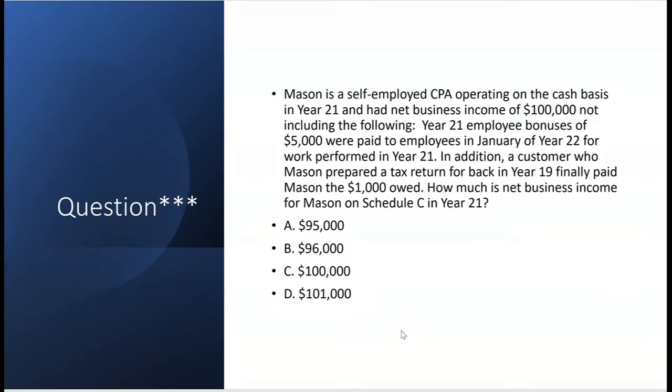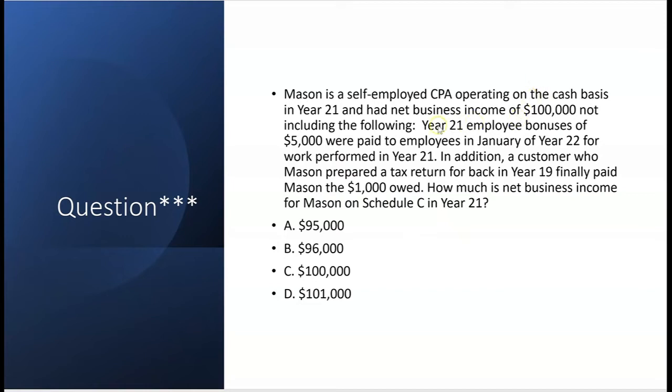All right, try this one. Let's look at the question stem. How much is net business income for Mason on Schedule C in year 21? So they want bottom line on Schedule C, not the top line gross, but the bottom line net. Mason is a self-employed CPA operating on the cash basis in year 21 and had net business income of $100,000. So is that the answer, $100,000, letter C?